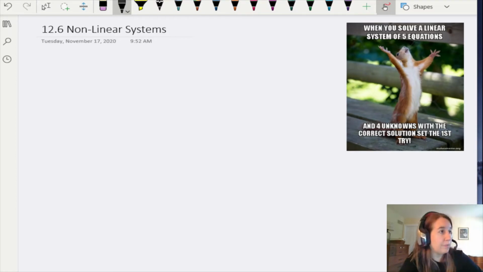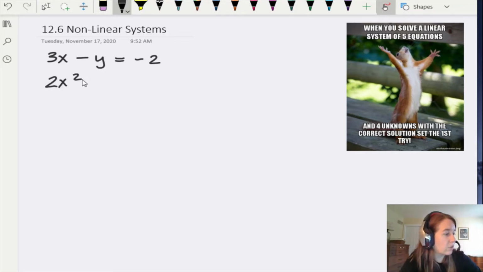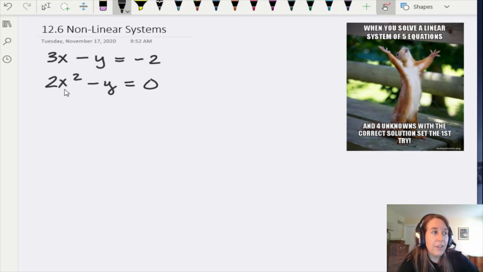So for example, if you have 3x minus y equals -2 as the first equation, and the second equation is 2x squared minus y equals 0. Okay, so this first equation actually is linear. I can tell that because there's just an x and a y, and both of them are raised to the first power, right? So that's going to create a line. The second equation has an x squared and then just a single y. So that's going to create a parabola, okay?